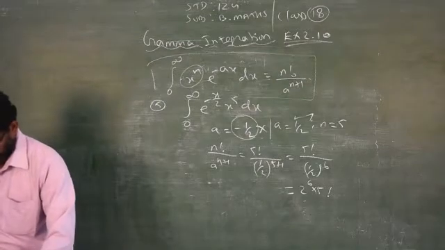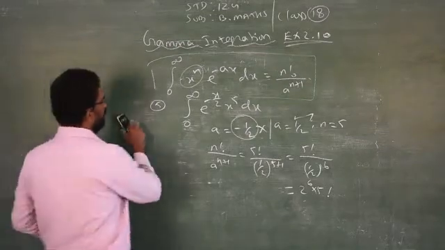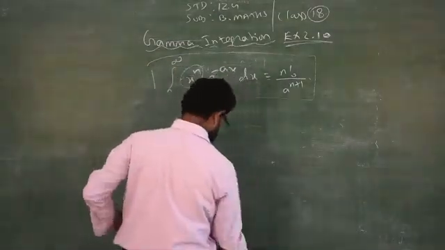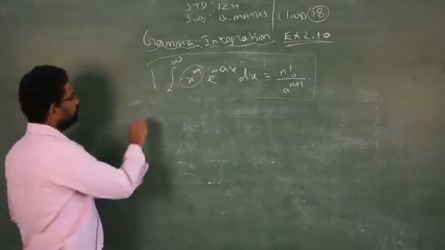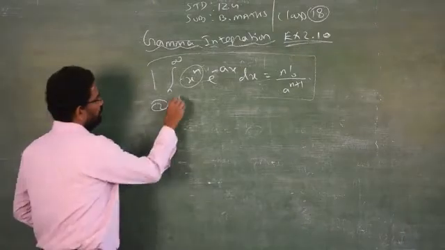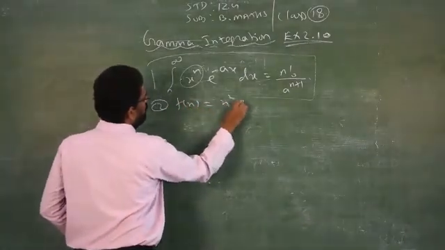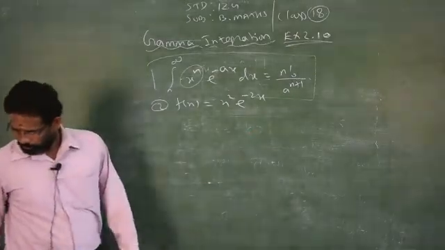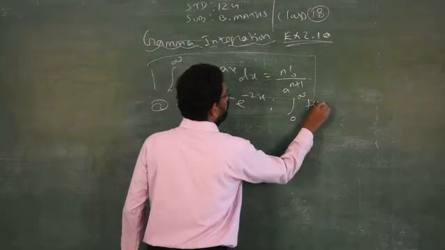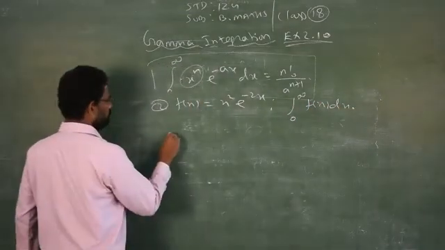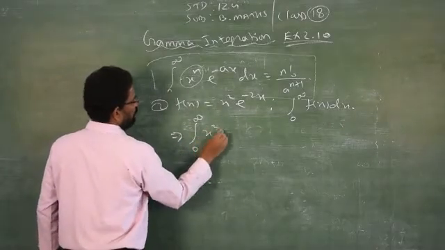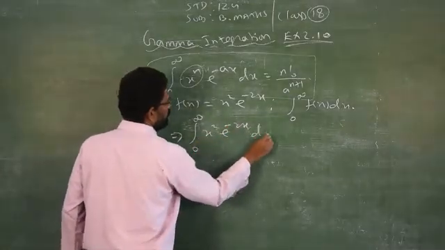The last problem, second Roman number, then we will go to the 2.9 last problem. The sum number 2, it is given f of x equals x square e power minus 2x. Find the integral from 0 to infinity of f of x dx. So it is nothing, 0 to infinity, you replace f of x by x square e power minus 2x into dx.